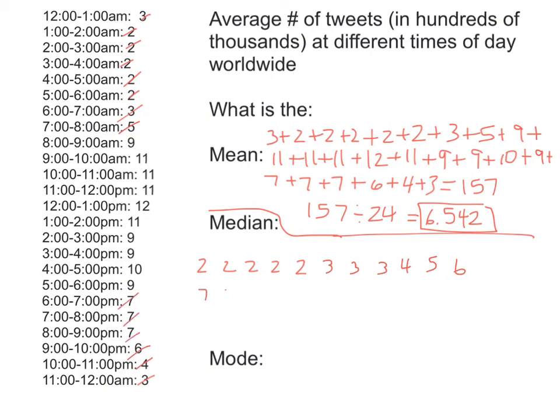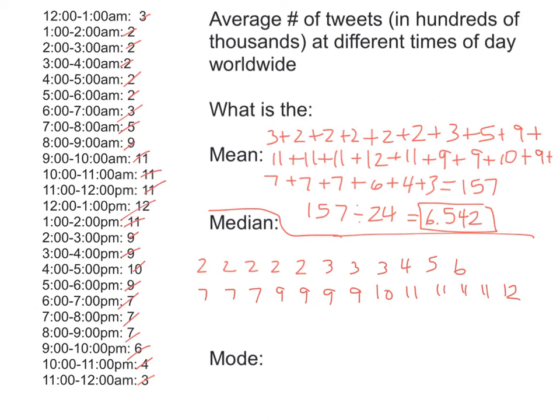I'm going to start another row. No 8s. Interesting. We have 1, 2, 3, 4 9s. A 10. 1, 2, 3, 4 11s. And a 12.